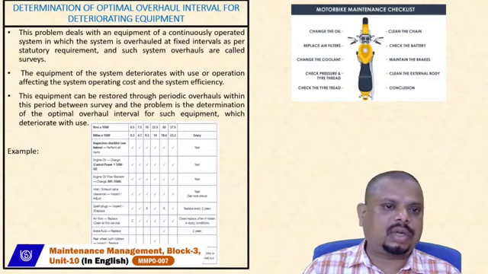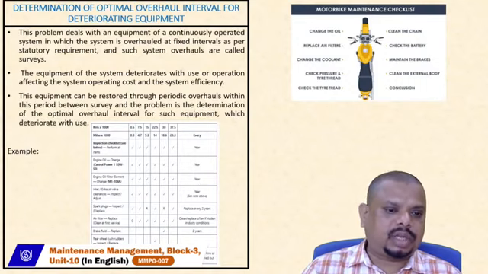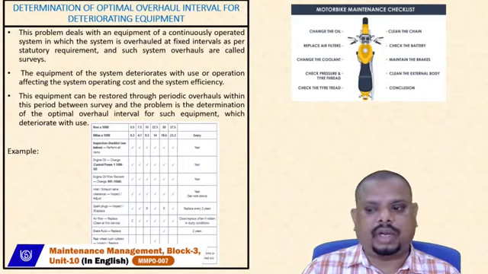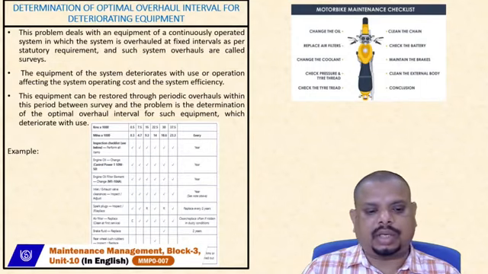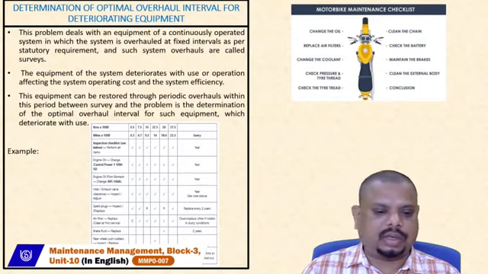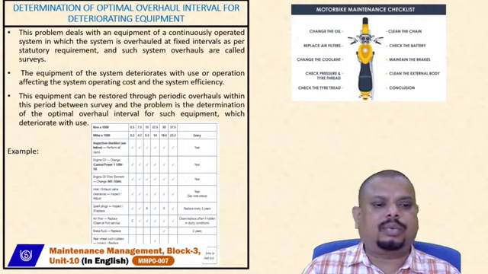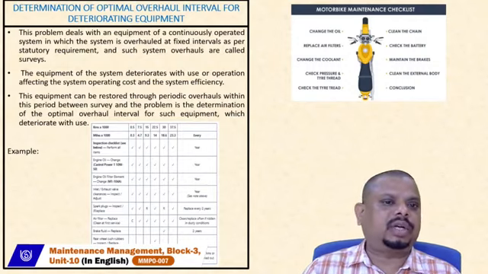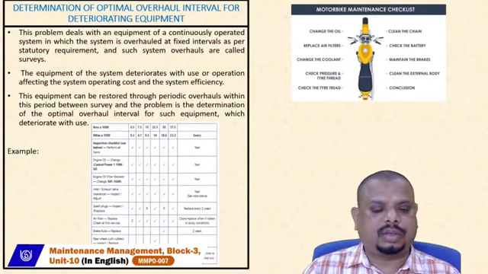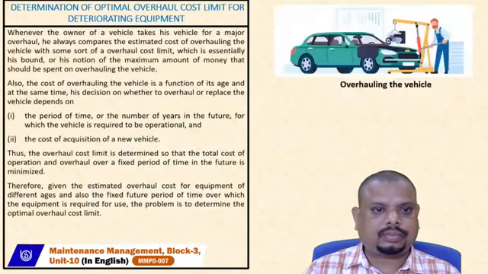But as far as company specifications are concerned, the engine oil should be changed after 2000. Similarly, engine oil filters must be changed after a certain number of years. In the case of tires or rubber pads, they should be changed after running more than 1000 kilometers. So these checklists are basically given for the optimal overhaul interval for the deterioration of equipment. Moving to the next one.